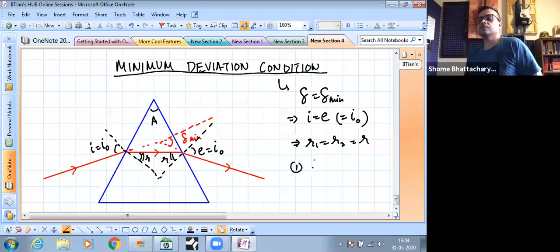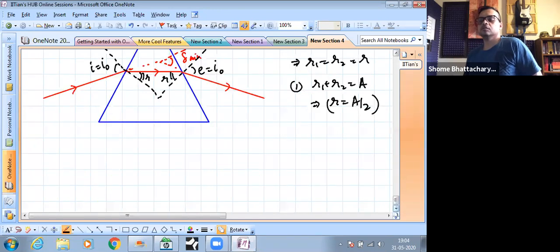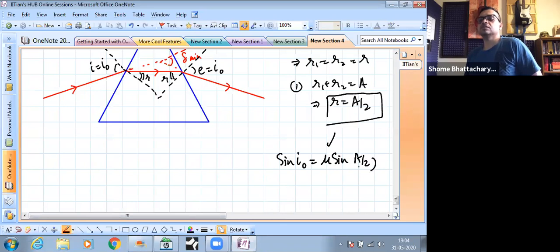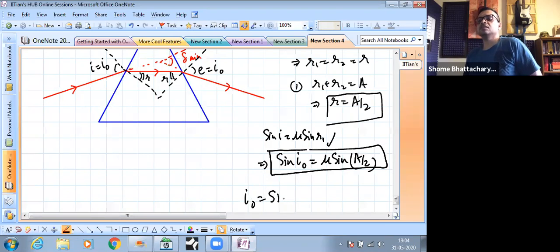Okay. So first of all, we have R1 plus R2 is equal to angle of the prism A. So that tells me that R is equal to A by 2. So now that tells me that R1 equal to R is actually equal to A by 2. So now this tells me that sine I naught is equal to mu sine A by 2 using Snell's law, that sine I is equal to mu sine R1, this one. So I get this. This tells me that I naught is equal to sine inverse of mu sine A by 2. And that gives me the formula of the minimum deviation.